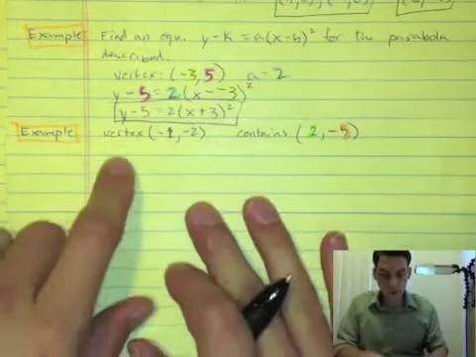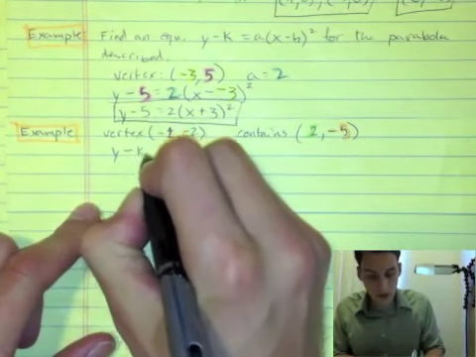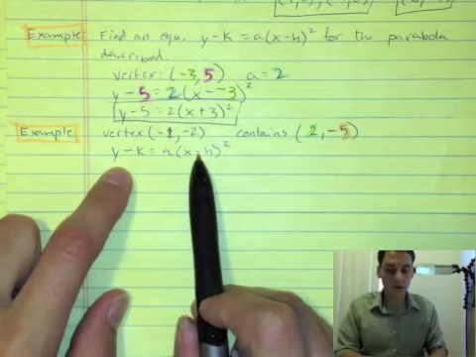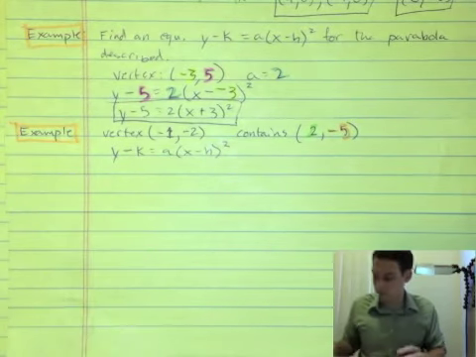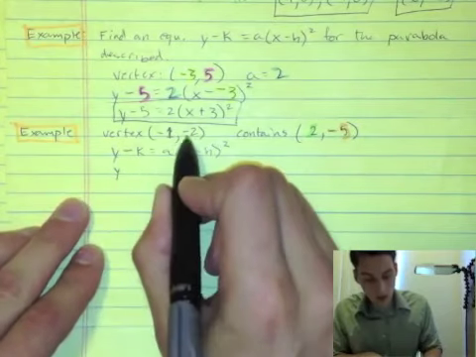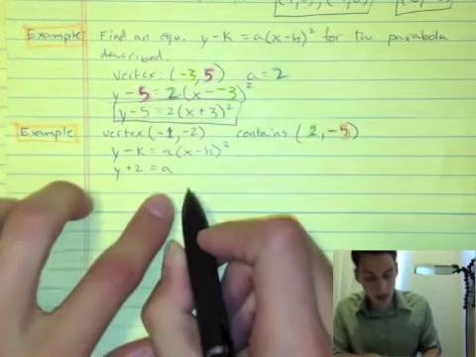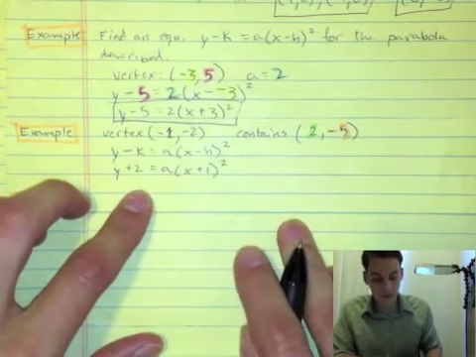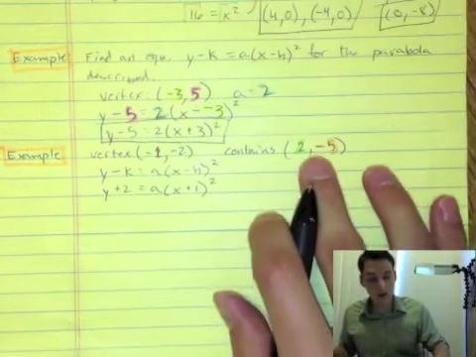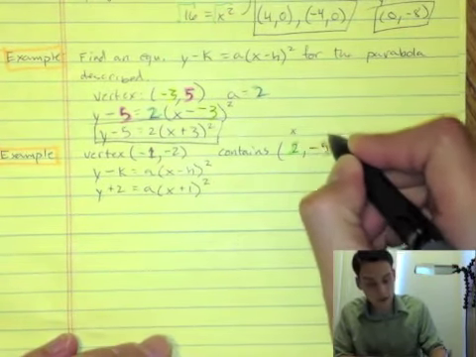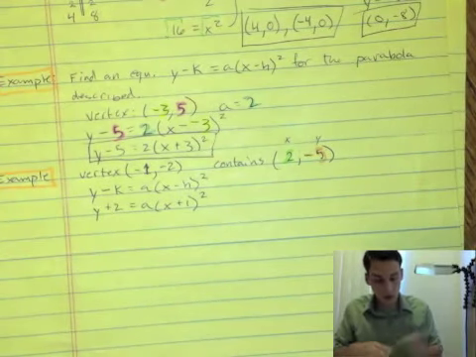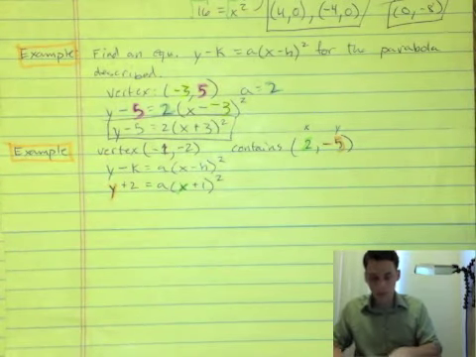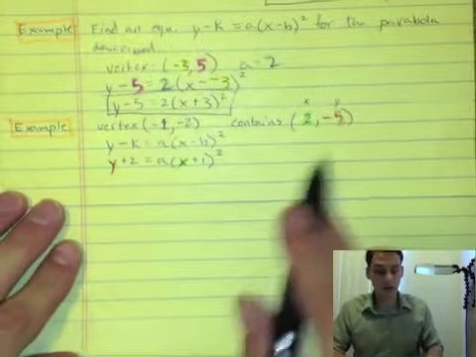First we have a vertex, so from this form y minus k equals a times x minus h quantity squared, we can already put in our h and k. Y plus 2 equals a, I don't know a, and then x plus 1 quantity squared. Then to find A, we can plug in these points: this is the x value, this is the y value. So x will be green, y will be orange.